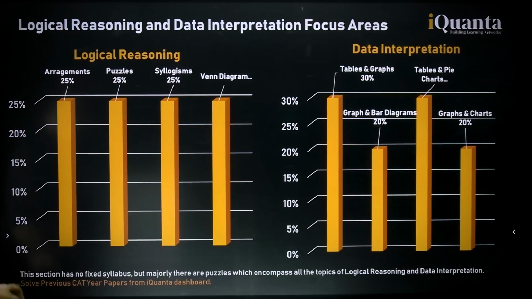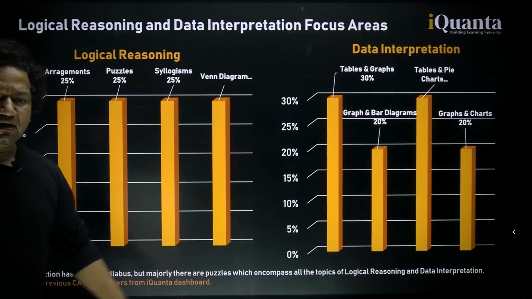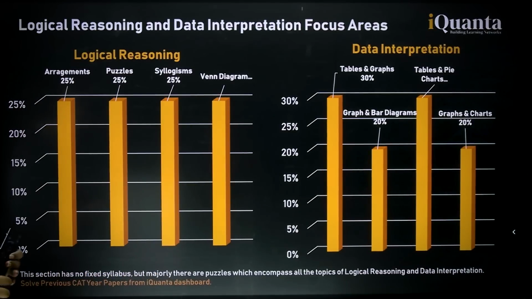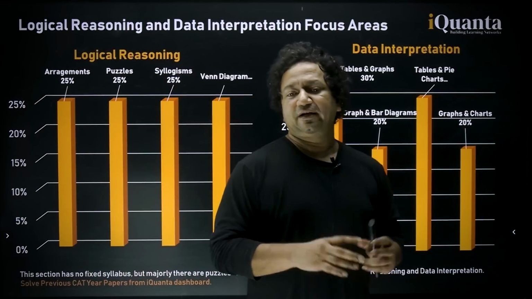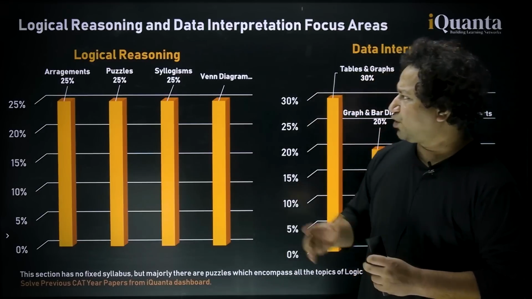Logical reasoning and data interpretation focus areas. The point is, this section has no fixed syllabus, but majorly there are puzzles which encompass all the topics of logical reasoning and data interpretation. You need to solve the previous CAT year papers from iQuanta dashboard to get a clear picture of it. By the way, more or less, this is what happens.